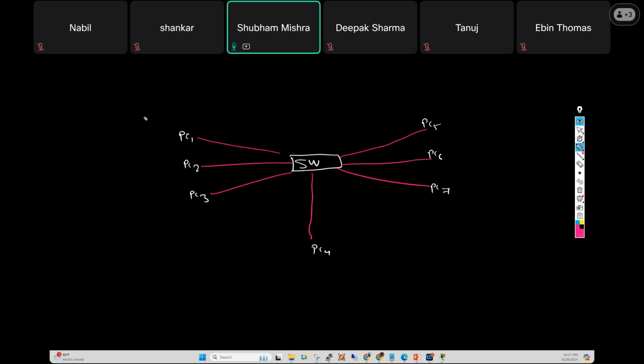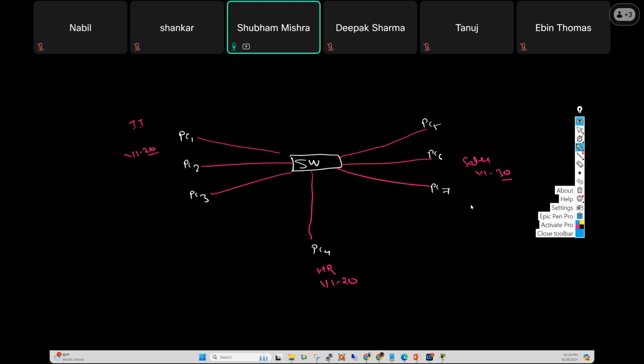Let's suppose this is the IT department. This department uses VLAN number 10. This is, let's suppose, the HR department. This is using, let's suppose, VLAN number 20. And this is, let's suppose, the sales department. It is using VLAN number 30. Clear, everyone?